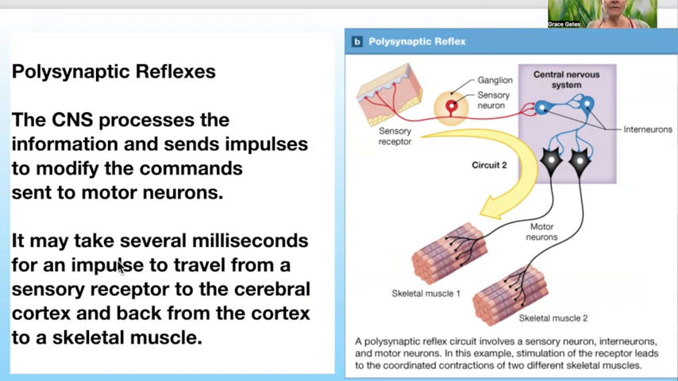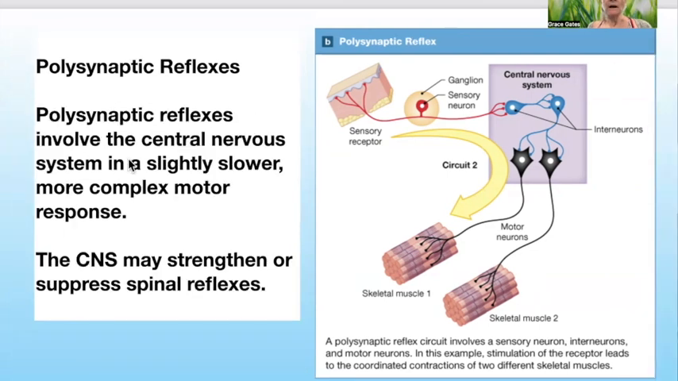It may take several milliseconds for an impulse to travel from a sensory receptor to the cerebral cortex and back from the cortex to a skeletal muscle. So, polysynaptic reflexes that involve the central nervous system are slightly slower, but in return, you get a more complex motor response. Interestingly, the central nervous system may strengthen or suppress spinal reflexes.